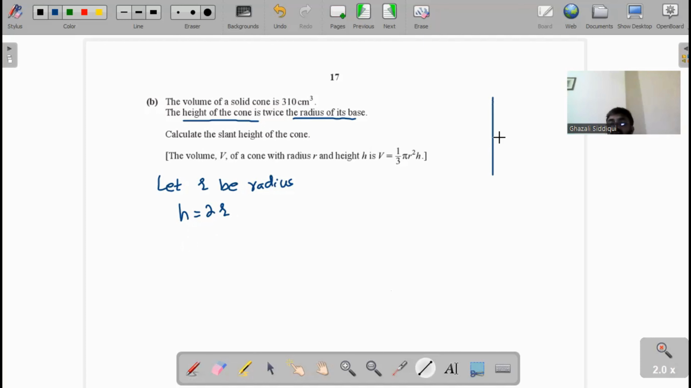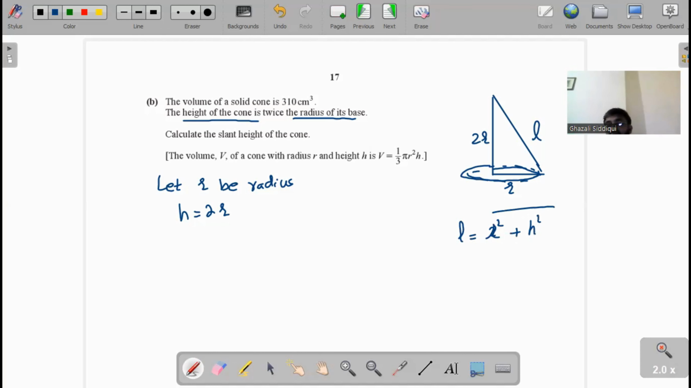Now we have to calculate the slant height. Here, this is the base, and this is the radius of the cone, and the height is 2r, and this is the cone, and it shows this is the slant height. This length is slant height, right? Now we calculate it. L will be equal to square root of r square plus h square. Now firstly we find the value of r.